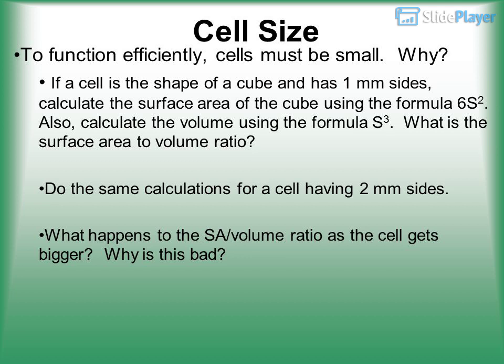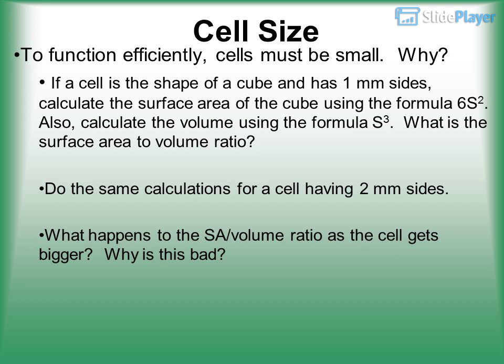Why? If a cell is the shape of a cube and has 1 mm sides, calculate the surface area of the cube using the formula 6s². Also, calculate the volume using the formula s³. What is the surface area to volume ratio?